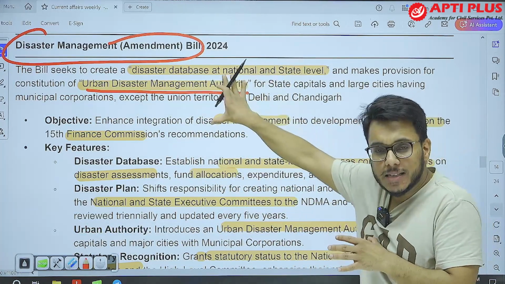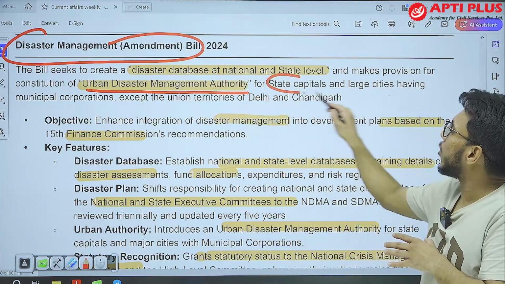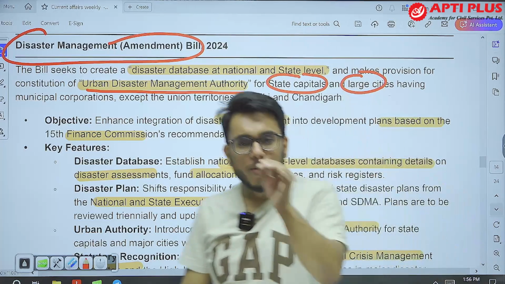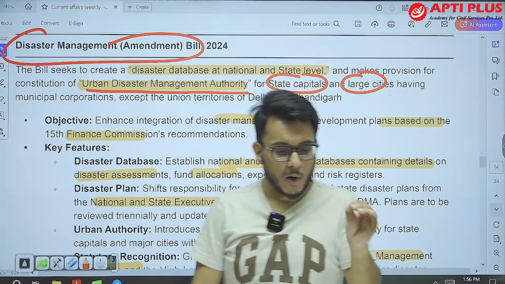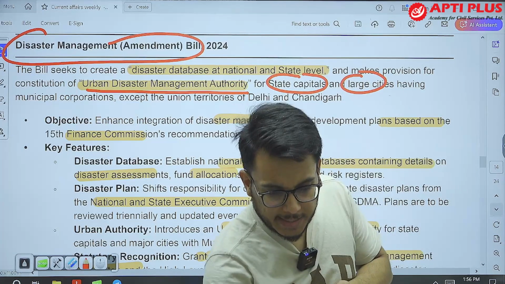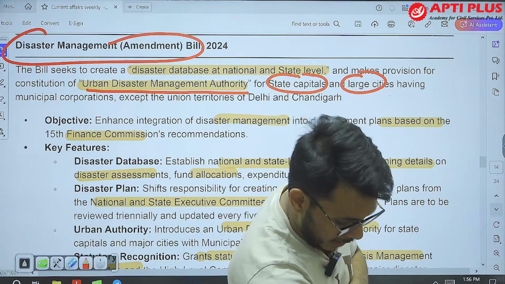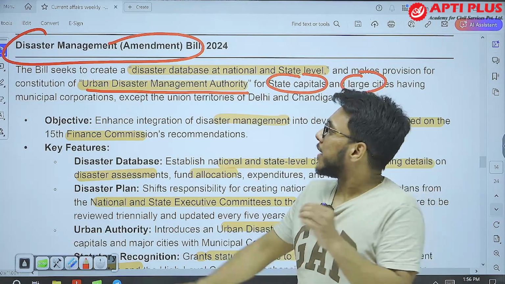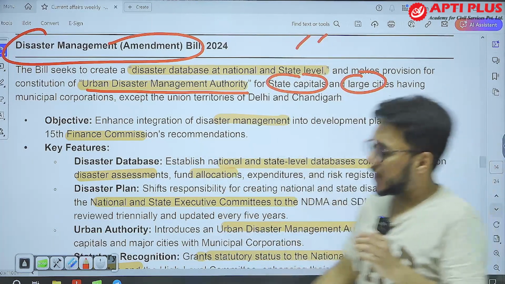Now, this urban disaster management authority will be established for the state capitals and large cities. So, right now, for large cities, for municipal and metropolitan cities, there will be a dedicated authority.